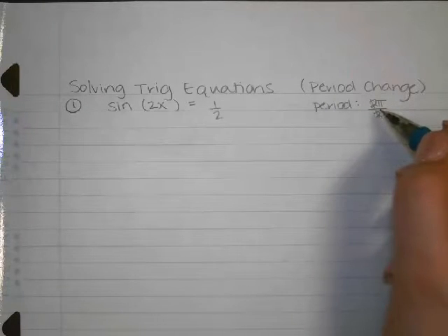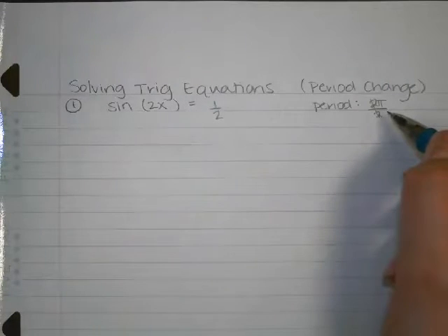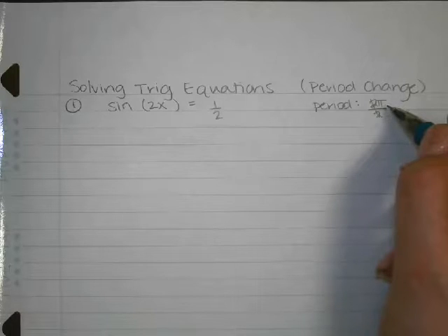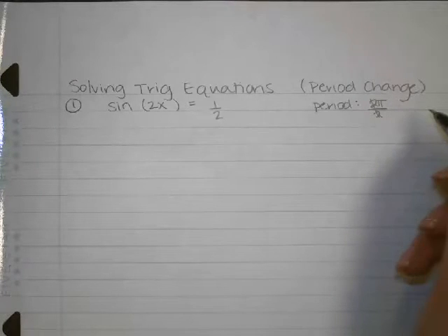So normally on the unit circle, we have a period of 2 pi, and that means that on the unit circle, we get 2 answers. Now this means the period of our graph is pi, and so we're going to get 2 answers from 0 to pi, and then 2 more answers from pi to 2 pi. So we have twice as many answers as we would normally expect.